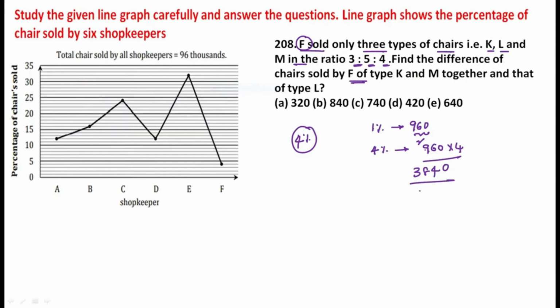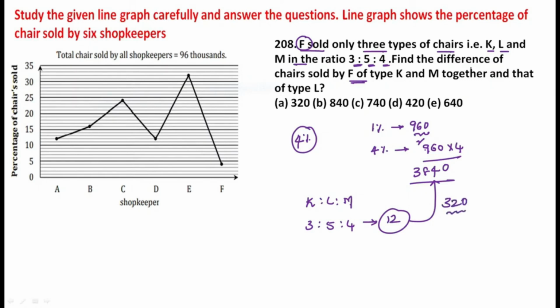Now he sells three different kinds of chairs, K, L, M, in the ratio of 3 is to 5 is to 4. It means the total is exactly equal to 12 units. For example, if he sells 12 units of chairs, K is 3 units, L is 5 units, M is 4 units. Now 12 units become 3,840. Now you have to identify each unit value. 12 threes are 36, so each unit is equal to 320.